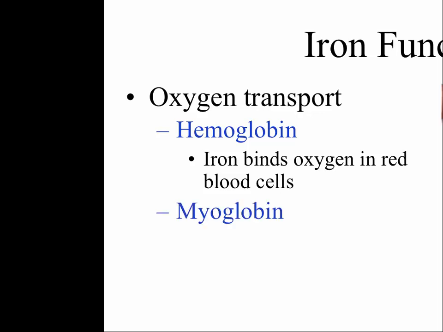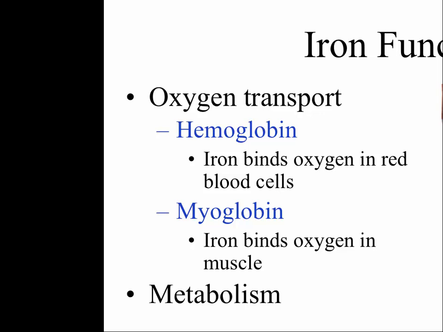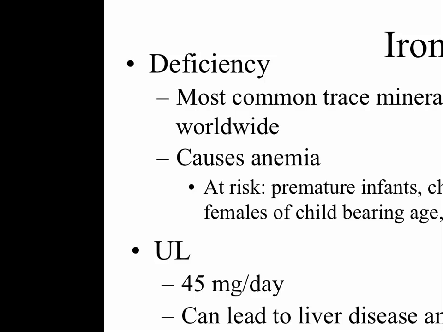On top of that, you have myoglobin, which binds oxygen in your muscle to do the same thing. And then there's also key enzymes that contain iron that are important for metabolism. So parts of the electron transport chain, or the citric acid cycle. So here, the citrate to isocitrate, there is an iron-containing enzyme that is important for that conversion. Exciting stuff, right?